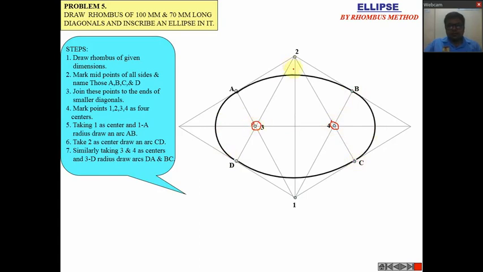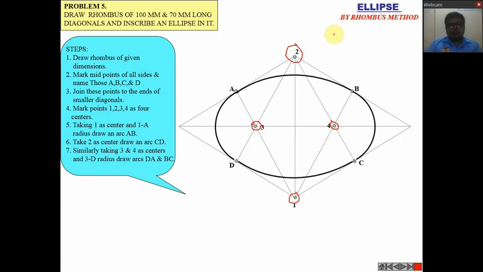So if you see here, a total of 4 centers we have considered, and a total of 4 arcs we have made that will generate an ellipse. So this is known as the rhombus method.